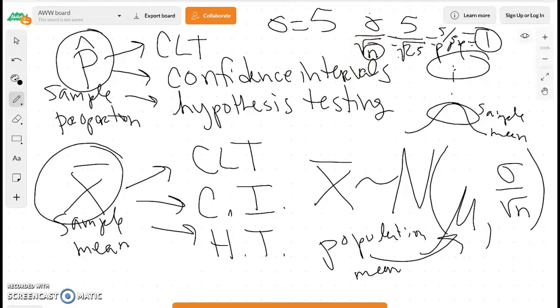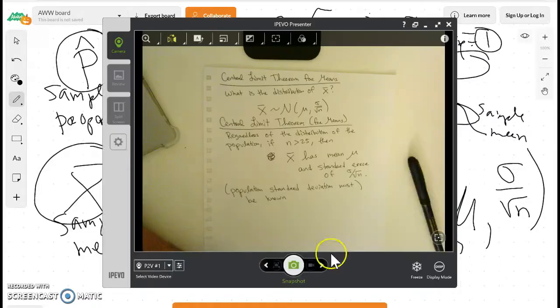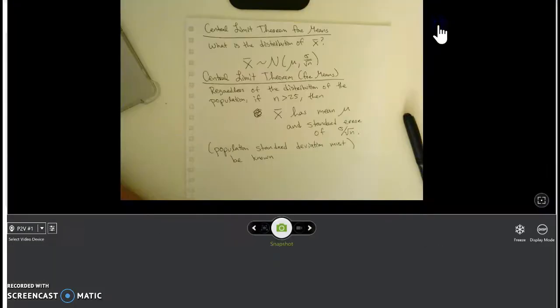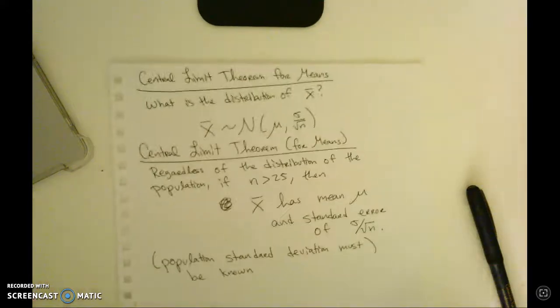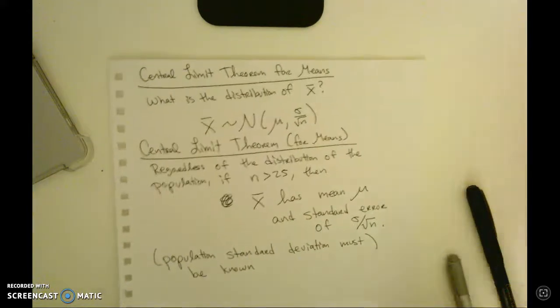So let's go ahead and check this out. Here in summary, what did we find out? Here is a summarized version: the central limit theorem for means. If you didn't get any of that simulation, that's okay. You can watch it again and try to figure it out one more time. That's a good thing about videos.